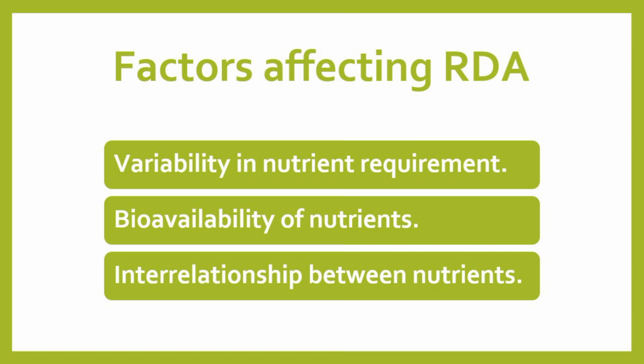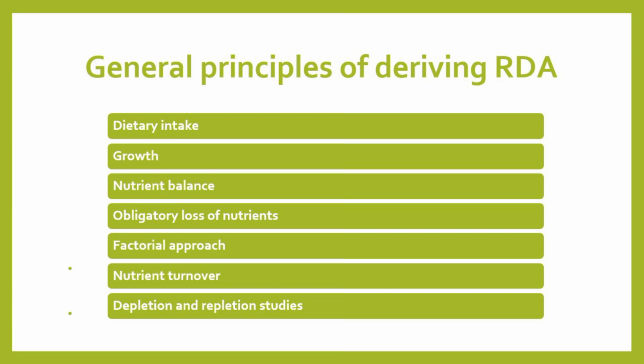Besides this, we should also remember that a decreased amount of calorie intake increases the requirement of protein in our body. The requirements of vitamin B1, B2 and B3 depend upon the calorie intake because all three are involved in energy metabolism. Now we will study the general principles of deriving RDA.